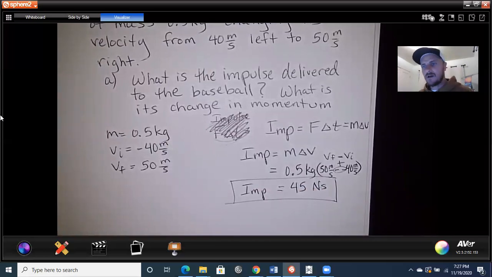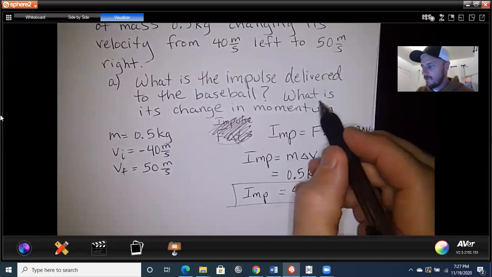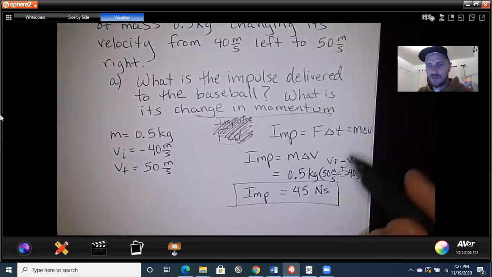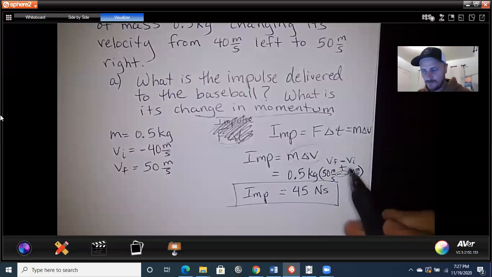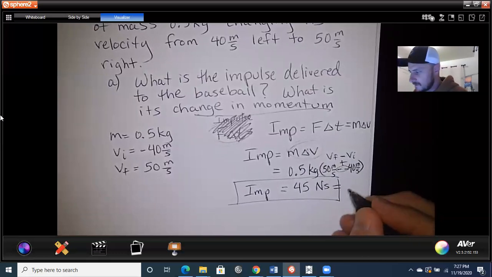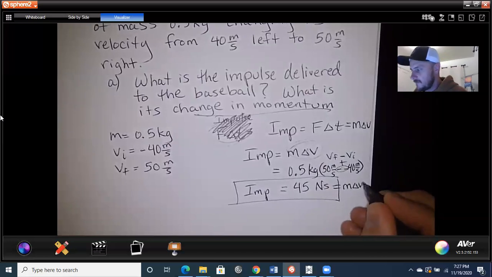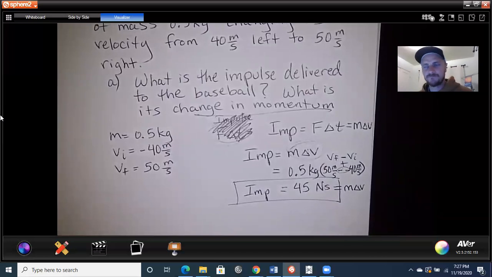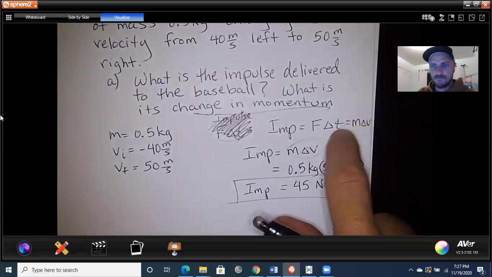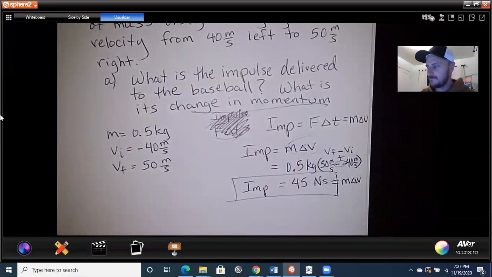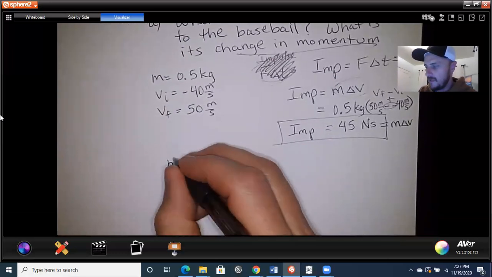Done. But I also found my what? Change in momentum. Isn't my change in momentum m delta v? That's what I just plugged into. So this is also equal to m delta v, which is the change in momentum. All right. So when you find one, you found the other. They're one and the same. Now the next part, part B, is this.